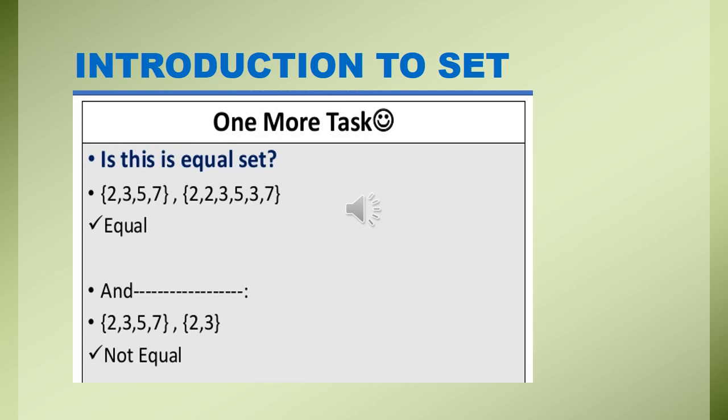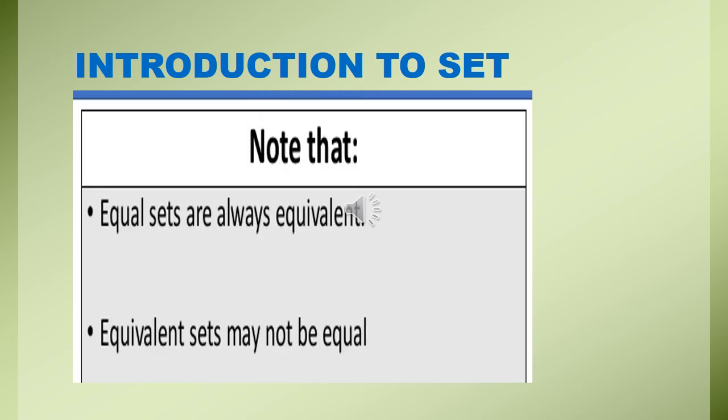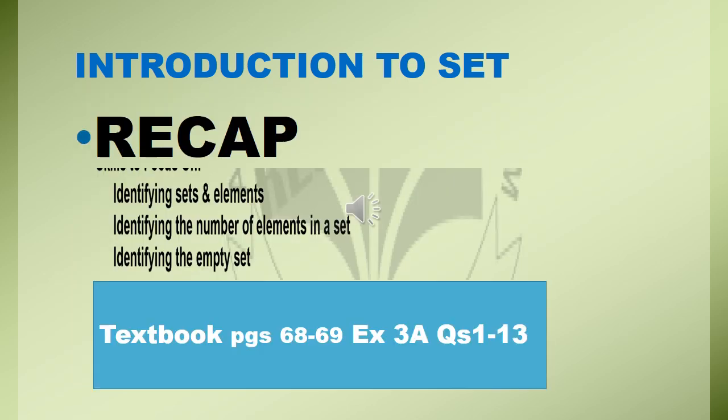Now we come to the second example. In the first set we have 2, 3, 5, 7 and in the second we have 2 and 3. They are not equal. Why? Because in the second set two elements are missing. One element is 5 and the second one is 7. Both are missing. Clear? Good. My dears, you must note down that equal sets are always equivalent, but equivalent sets may not be equal. Clear?